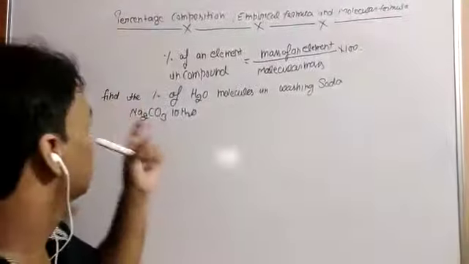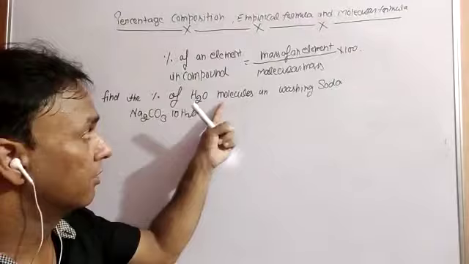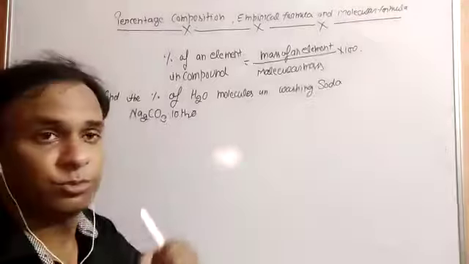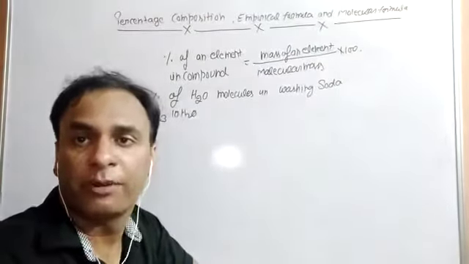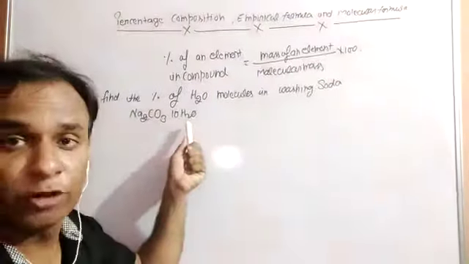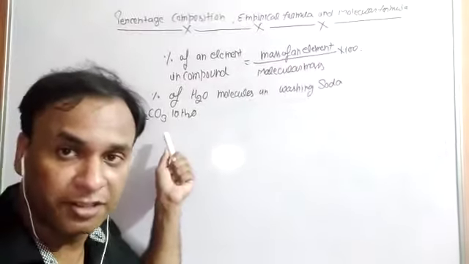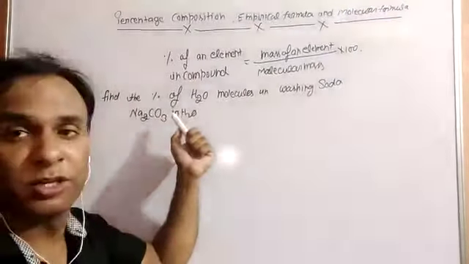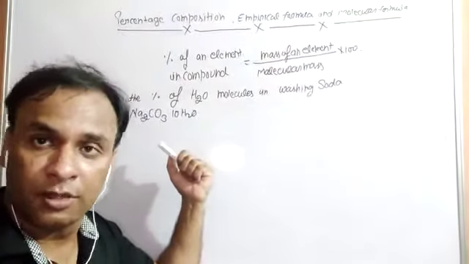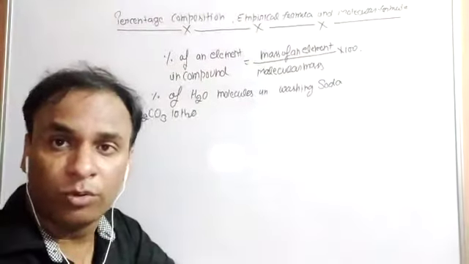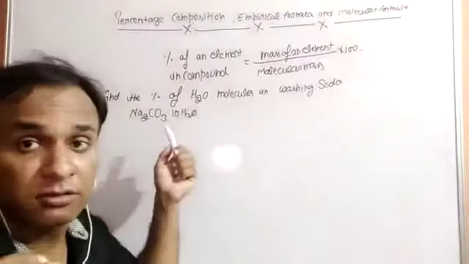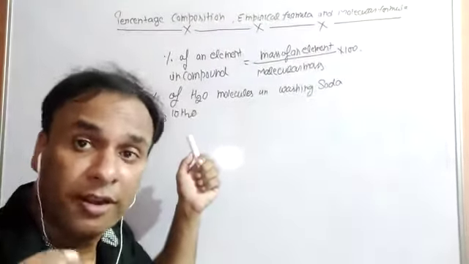Now the next question is, find the percentage of water molecule in washing soda. The chemical formula of washing soda is Na2CO3·10H2O. Listen, there are two types of compounds, hydrated salt and anhydrous salt. Whenever water is already attached with the salt, in crystalline form, that is called hydrated salt. Clear? Similarly, when the water molecule does not exist in a compound, that salt is called anhydrous salt.